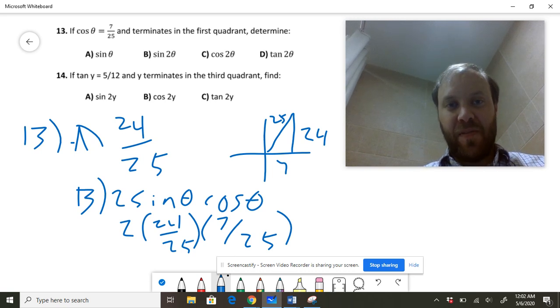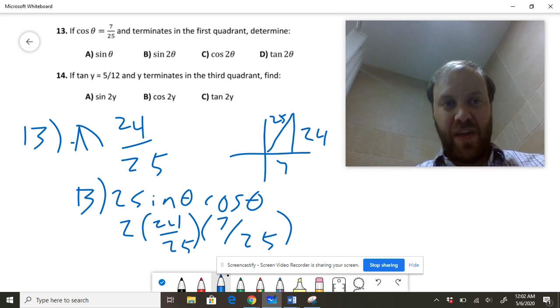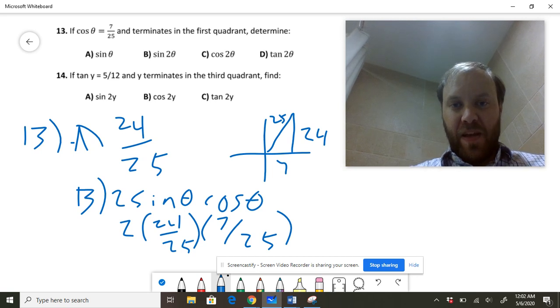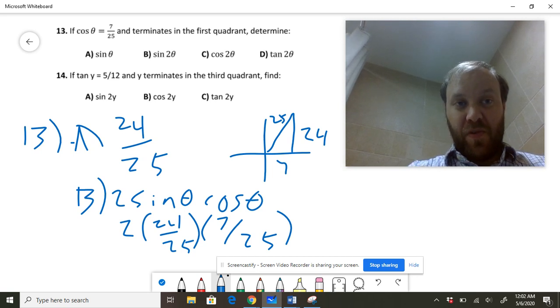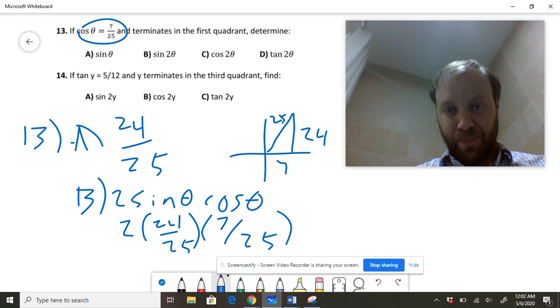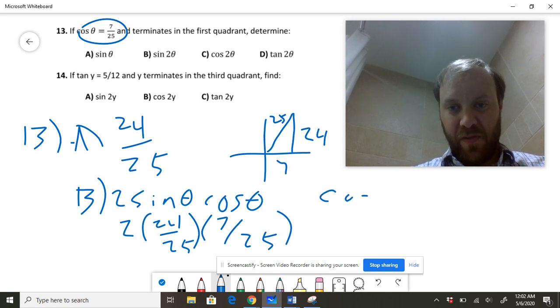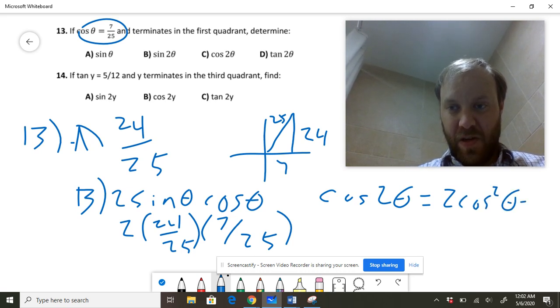Cosine of 2 theta, we've got all kinds of different rules for cosine of 2 theta. Remember that, if you just want to go back to the original given, there's a cosine rule that just involves the cosine, and that is that it's 2 cosine squared of theta minus 1. So I'm just going to use that.